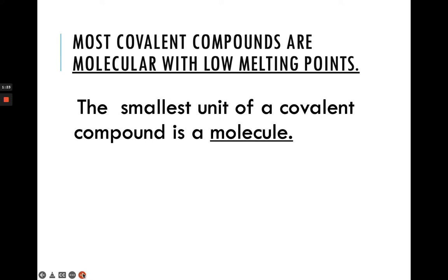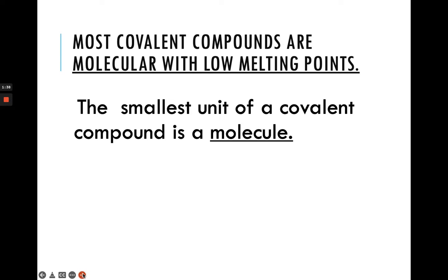Most covalent compounds are molecular. That means their smallest unit is a molecule, and they generally have low melting points. If they're solids, it's not too hard to melt them. The smallest unit of a molecular covalent compound is a molecule.